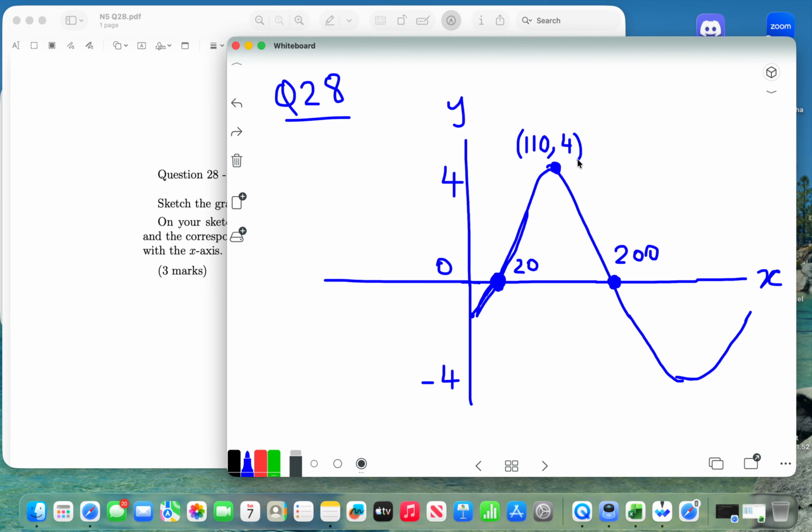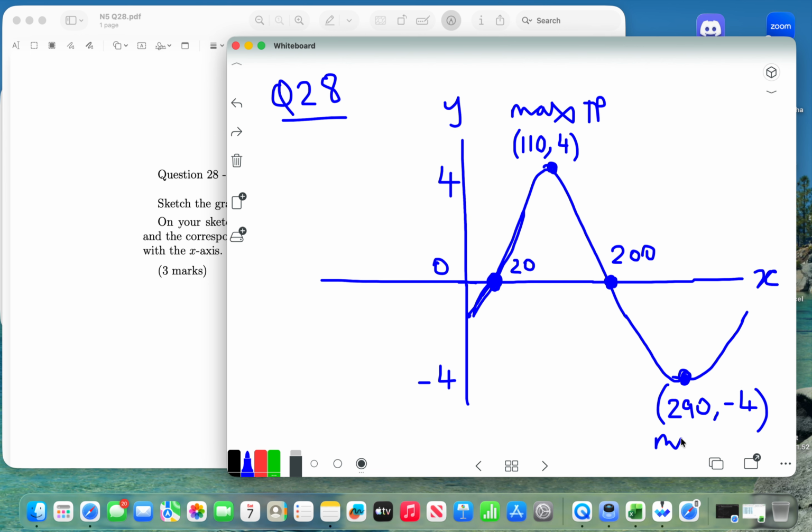This is the maximum turning point. So we have the maximum turning point. And this is 290, -4. And that would be the minimum turning point. And it ends at 360.